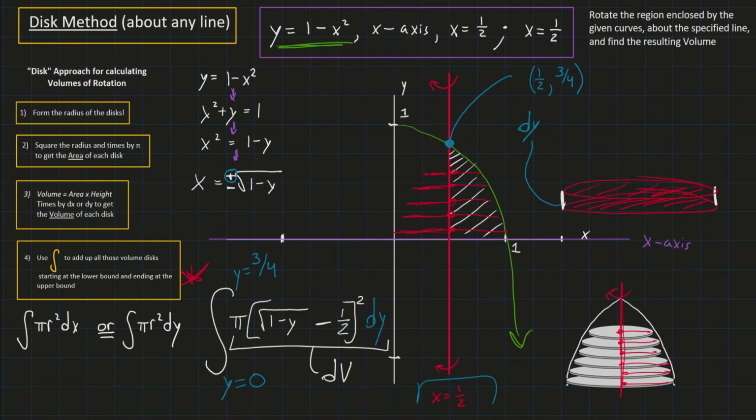Alright, our integral is finally complete. If you were to carry out this definite integral, the final answer you would get is 7 pi over 96.